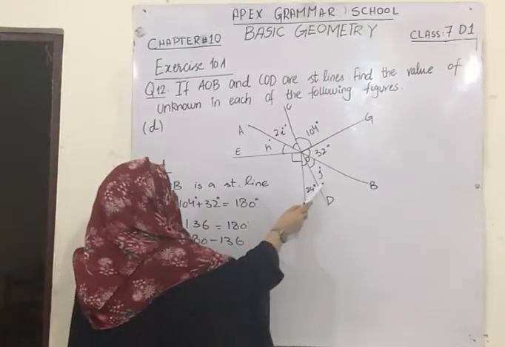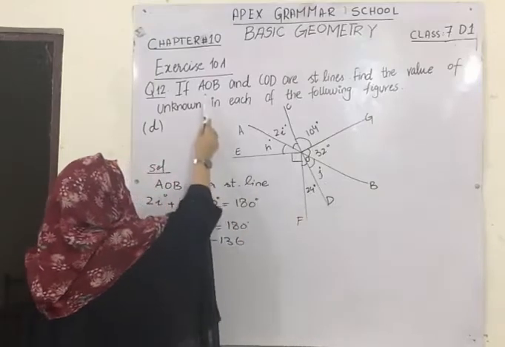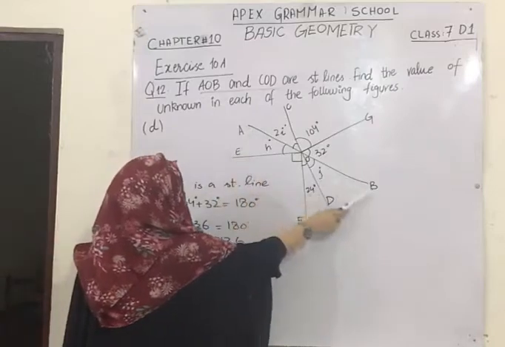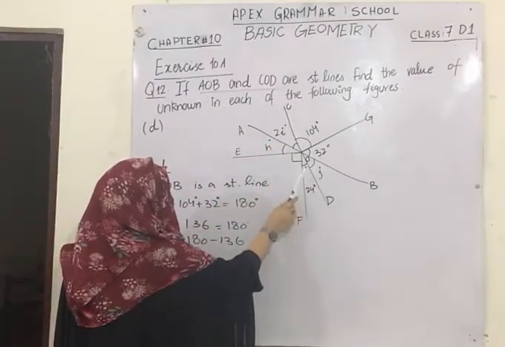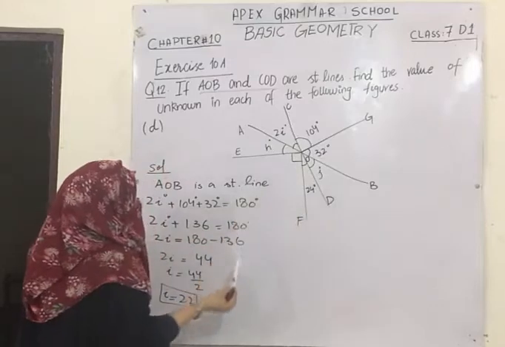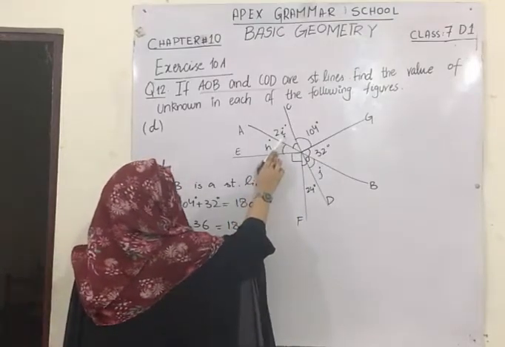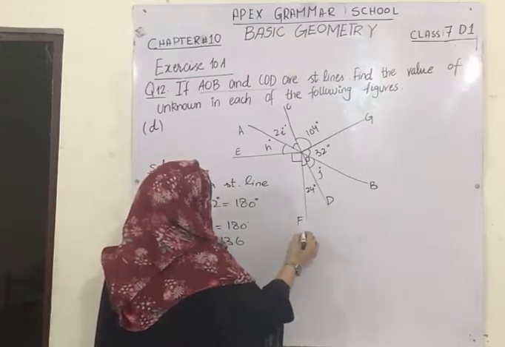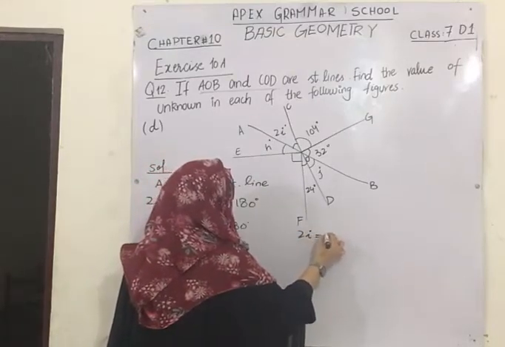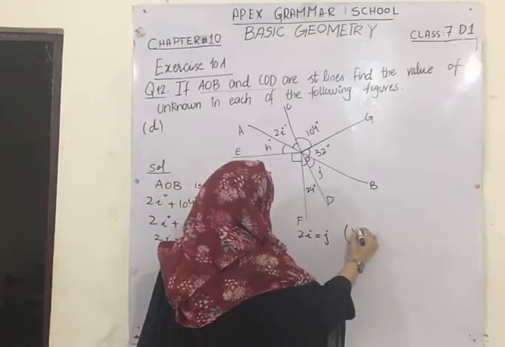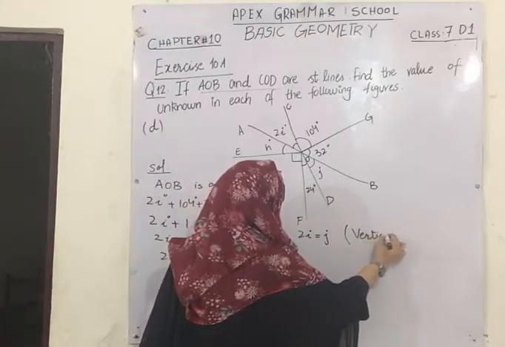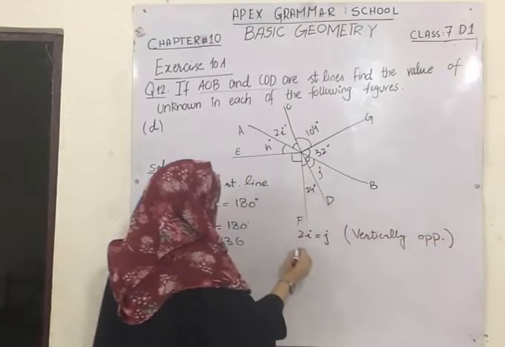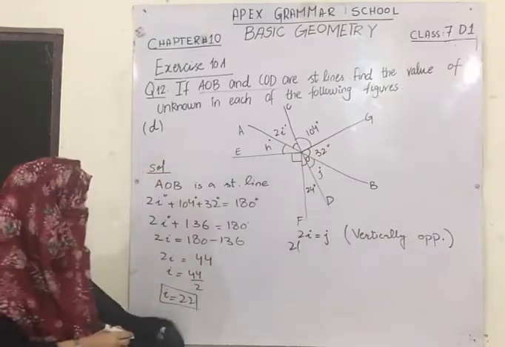Next I want to find out the value of j, for which I am going to use the statement in which I am given that AOB and COD are straight lines. AOB and COD are straight and they are intersecting at point O, so we can use the concept of vertically opposite angles, in which 2i and j are vertically opposite angles. So you will write they will be equal, i and j are equal, vertically opposite. The value of i which we have taken out is 22.